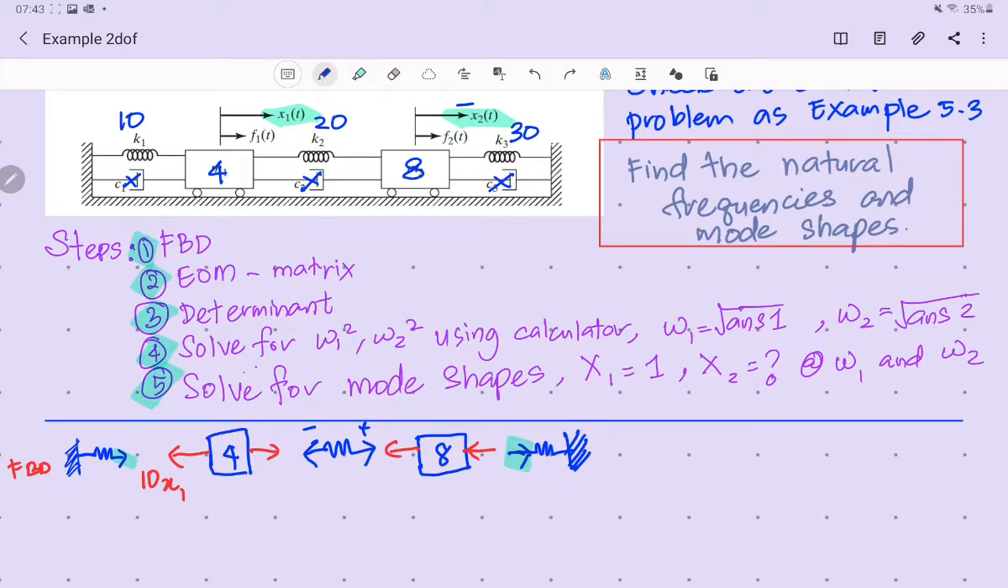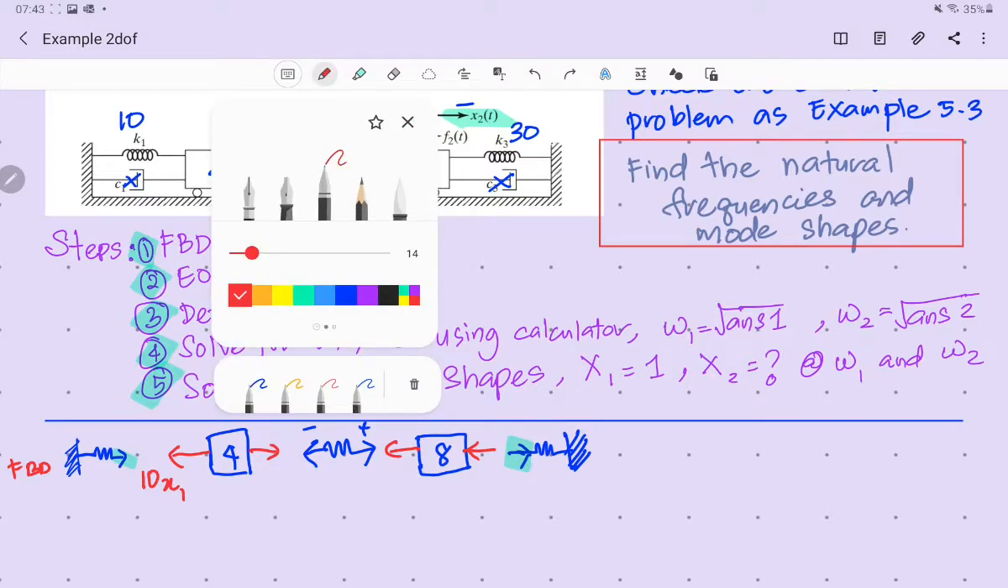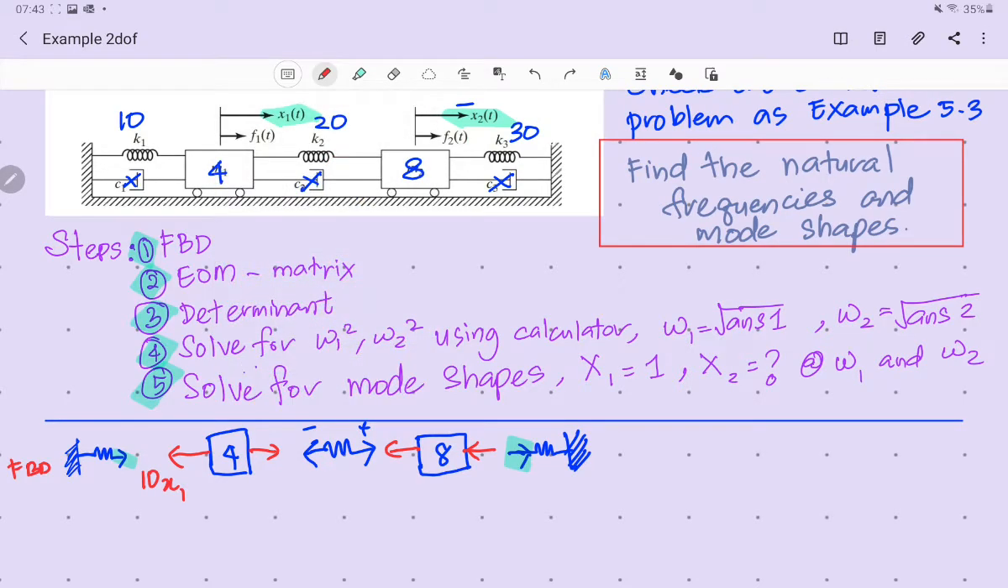If I want to write the forces there, K2 is 20. Should be K2 times x2 minus x1, so 20 times x2 minus x1. Okay, so this one is K3. K3 is 30, so 30 x2. It's actually x2 minus 0. Okay, we're done with the free body diagram.